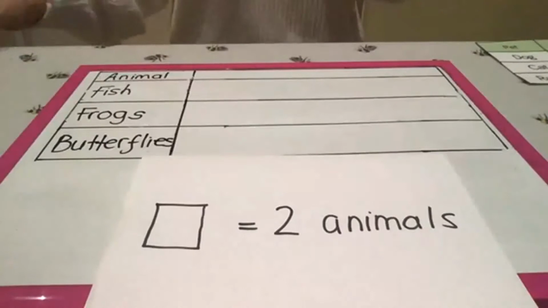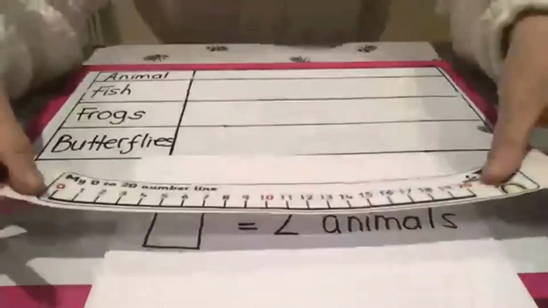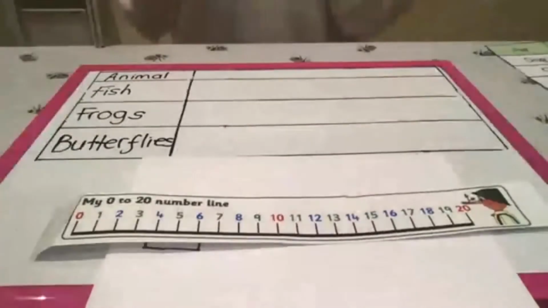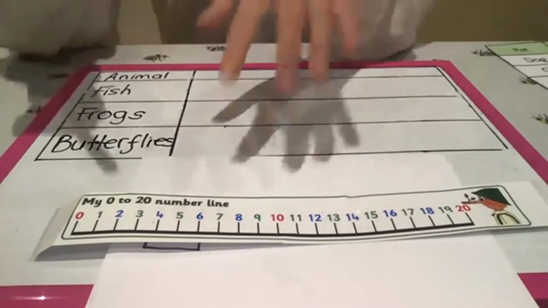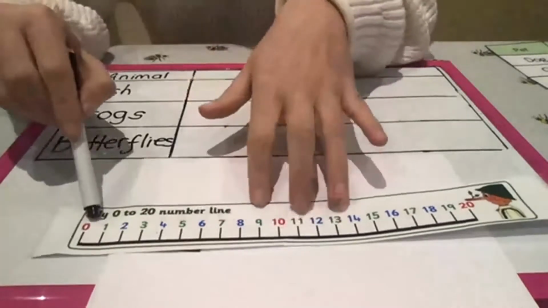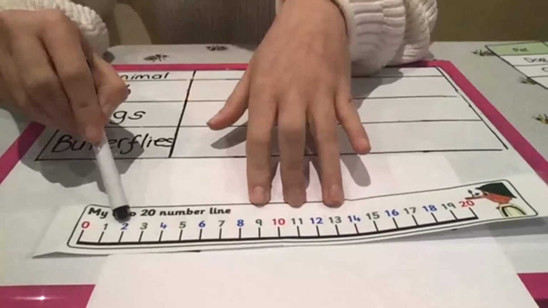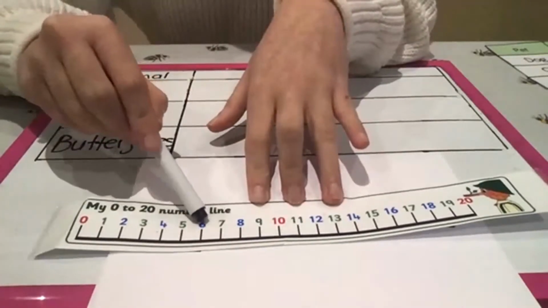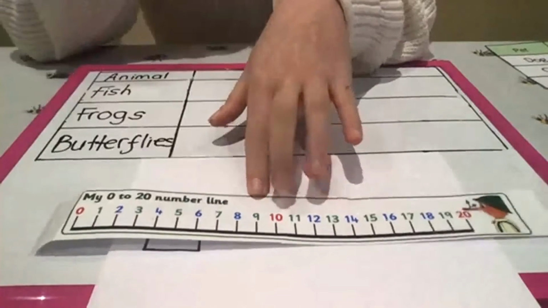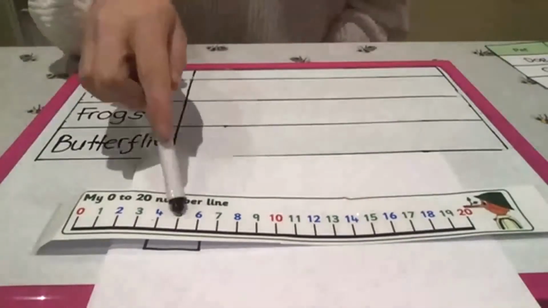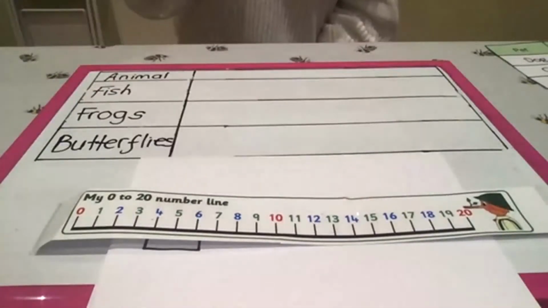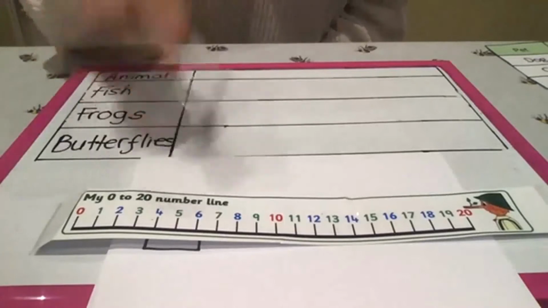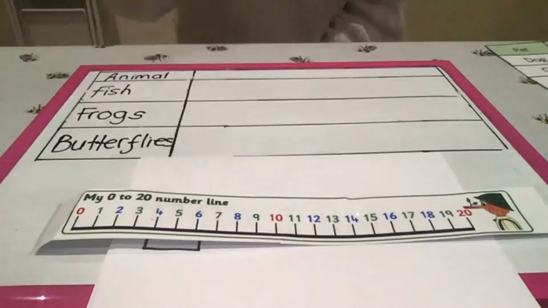Now, let me see how many jumps of 2 I need to do on my number line to get to 5. Okay, so I'm going to start at 0. 1 jump is 2, 2 jumps is 4, 3 jumps is 6. Well, we've got a problem here because we need to get to 5. Our jumps of 2 are not getting us to 5. We've missed 5 and we're at 6. So I wonder what we need to do.